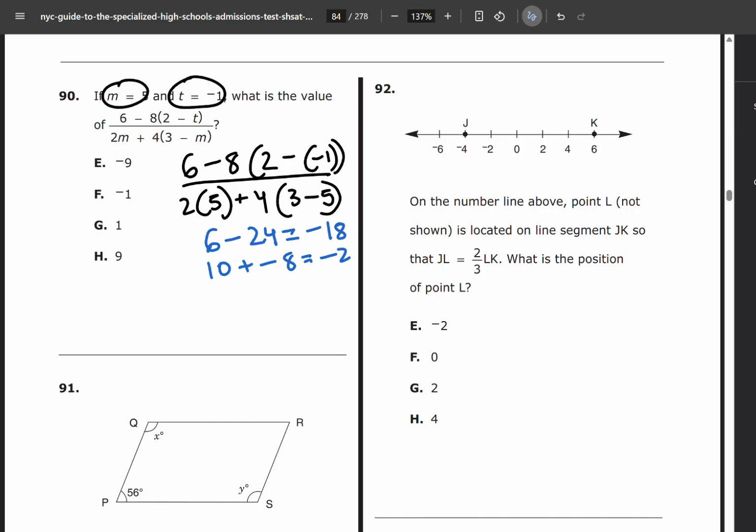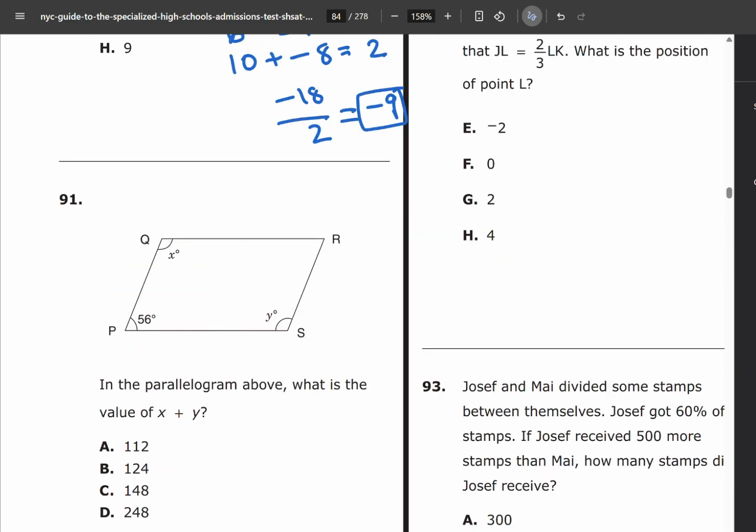And actually, so we did something wrong. Oh, yeah, right here. We did something wrong. Don't do that. So, common mistake. 10 plus -8 is equal to +2. So, last step here is just to do -18 divided by 2, and that's equal to -9. That is choice E. Cool? Cool. All right, and next question.